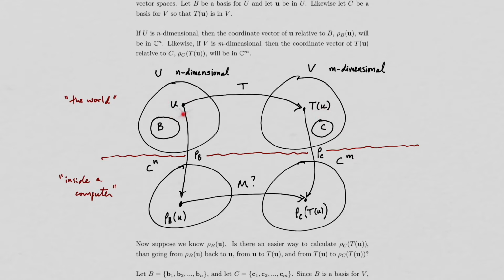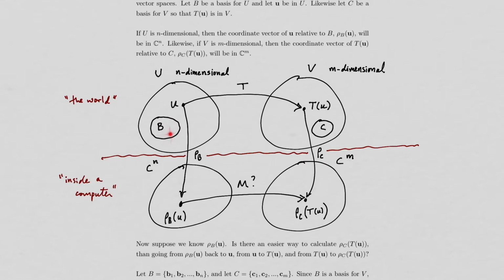Well, in that case, U is in the vector space of audio signals. T of U is also in the vector space of audio signals. And T could be a pretty complicated algorithm implemented, for example, by an electronic circuit. Instead of going from U to T of U directly, though, what we're going to do is go from U into the computer using a basis.